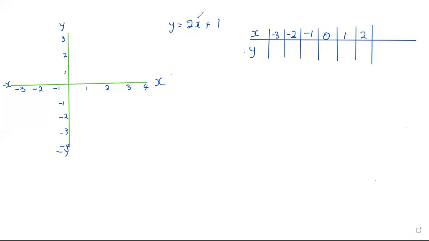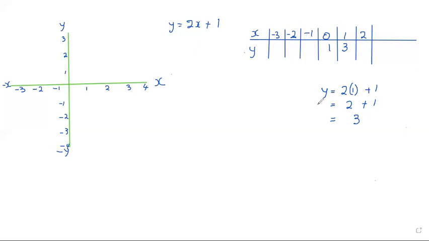Now, if I substitute x for a 0, it's going to be 2 times 0, which is a 0. 0 plus 1 is a 1. If I substitute for x being 1, when x is 1, that will be 2 plus 1. That will give you a 3. So when x is 1, y is a 3.